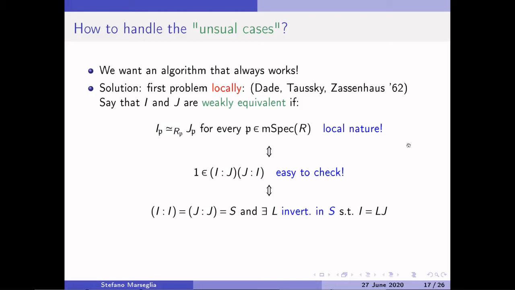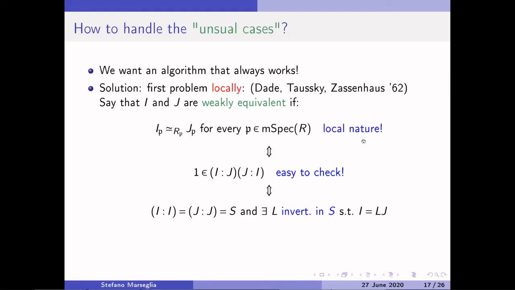I'm not going to prove these equivalences. Just maybe, if you want to do it as an exercise, the hint is that an invertible ideal in S is a locally principal ideal. So this will allow you to go back and forth between the statements. But instead of proving it, I prefer to comment a little bit about it.